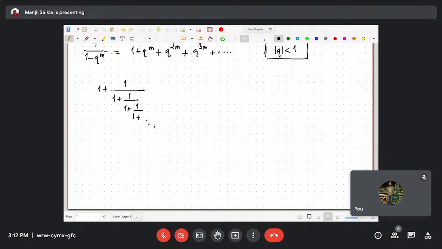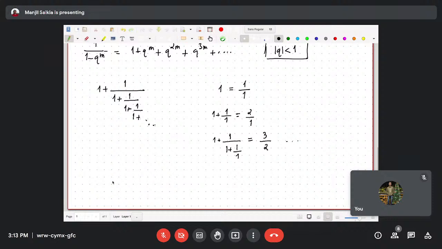We'd like to truncate it in different places and look at the convergence, okay? So the first convergent is just one, if I truncate it in the first place. And this I can write as 1 over 1. The second convergent would be 1 plus 1 over 1. And this is equal to 2, but I would like to write it as 2 over 1. Then the third convergent would be 1 plus 1 over (1 plus 1 over 1). And this would be 3 over 2 and so on.